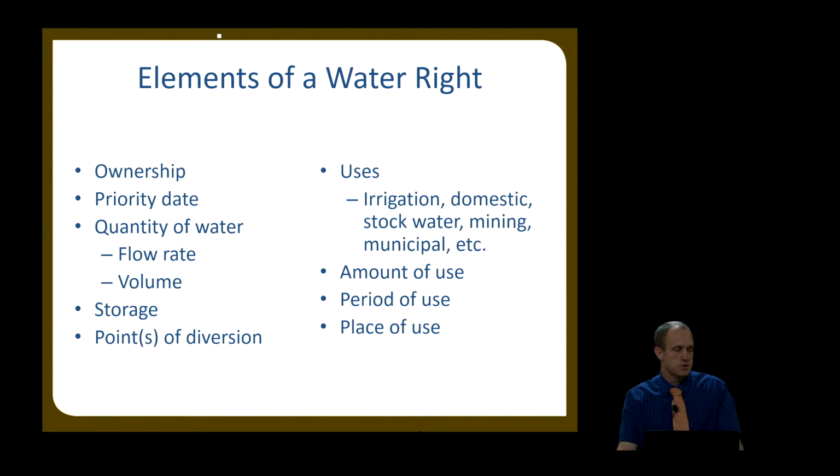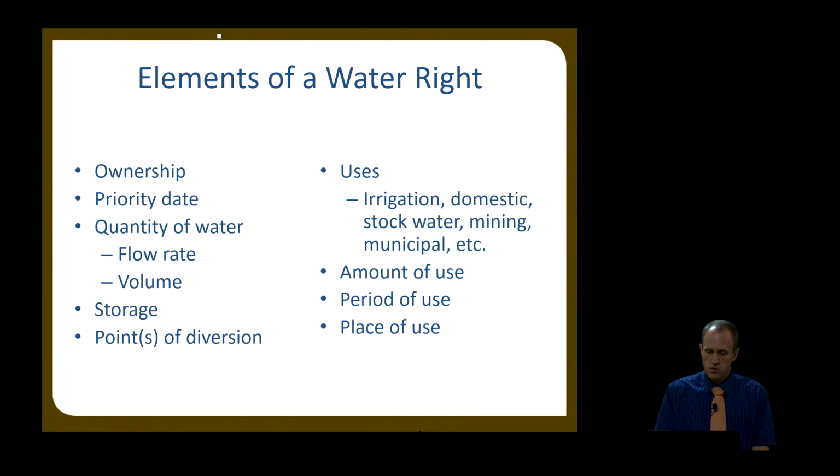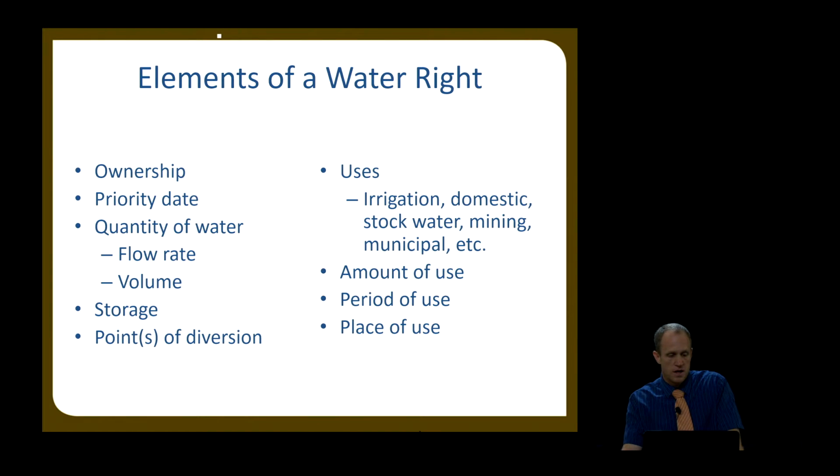There's a period of use. Municipal water would be year-round, domestic water year-round. Irrigation, depending on where you're at, is usually somewhere between March 15th and October 31st, but it can be year-round if you're in the far southwest. And there's a place of use of the water, and that's not necessarily the same place as the point of diversion. You can divert it somewhere and take it somewhere else and use it there.